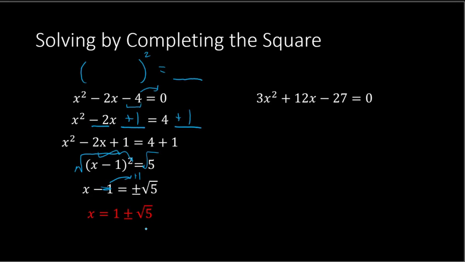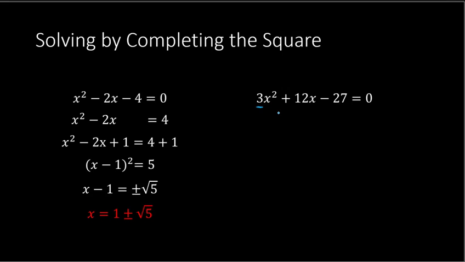Here's a second example of 3x squared plus 12x minus 27 equals 0. This one's different than the first one because what we have is a coefficient right here in front of the x squared term. So two things we need to do. One is get rid of that 3 in the front. The other is we need to bring this 27 to the right side like we did originally for the first equation. So it doesn't matter the order in which we do that.